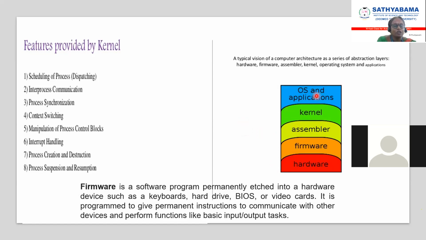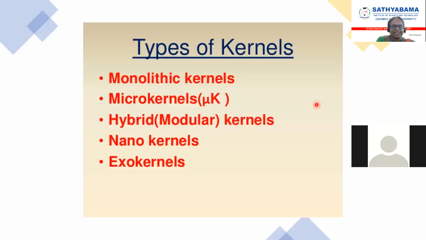Then the kernel, you all know, is the heart of the operating system, OS and applications. So this is the way the kernel will be used. Generally we have drawn two diagrams: hardware and software. In between, the kernel is there, but hardware is there, firmware is there, assembler is there, kernel is there, then OS and applications. Types of kernels we will see.